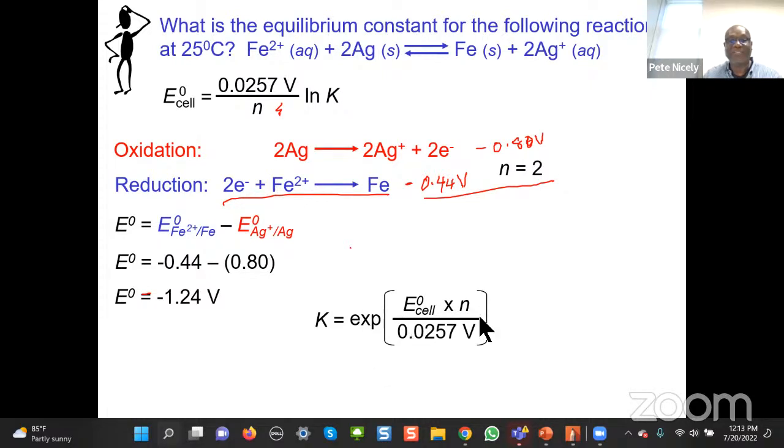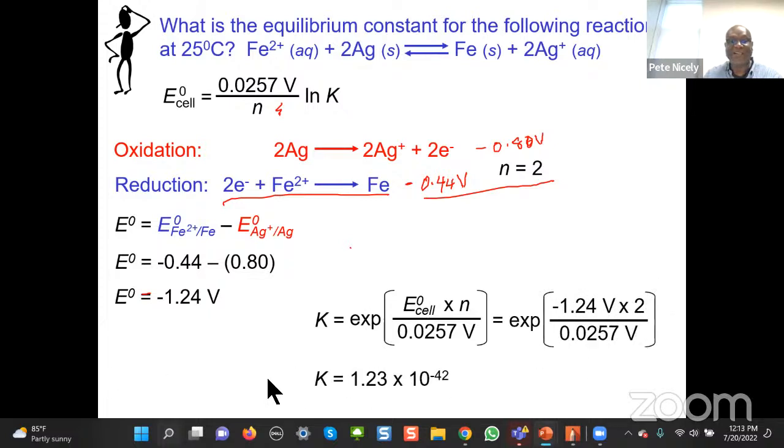And then you plug the numbers in. You have the standard EMF for the cell here, which will be minus 1.24 volts, times n, which is going to be equal to 2. And then you do the rest. And according to my calculation here, the answer works out to be equal to 1.23 times 10 to the minus 42. So that's basically how you do that particular problem. All right? Any questions about this particular example?